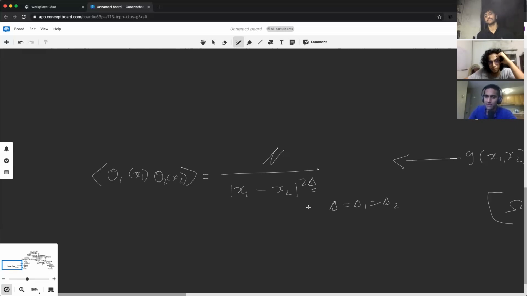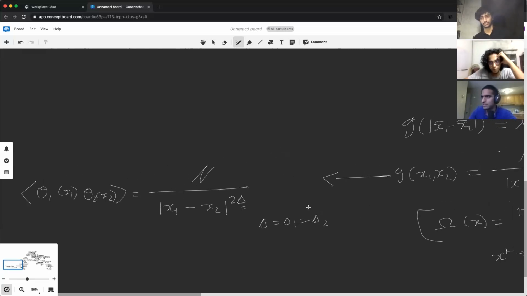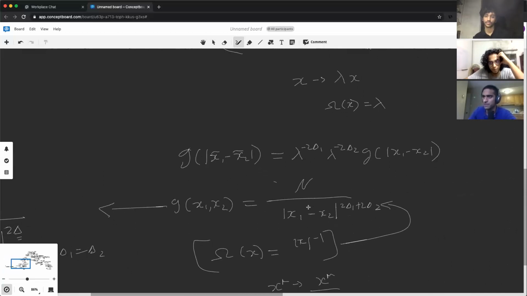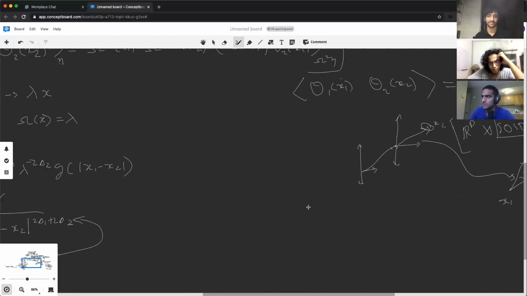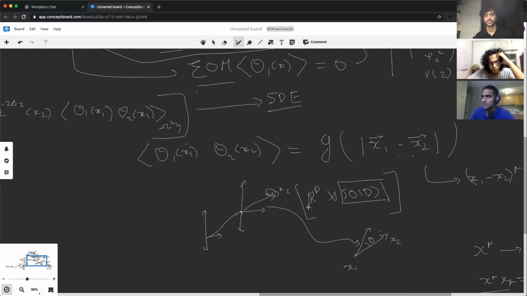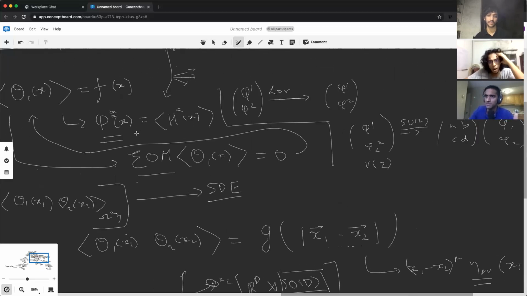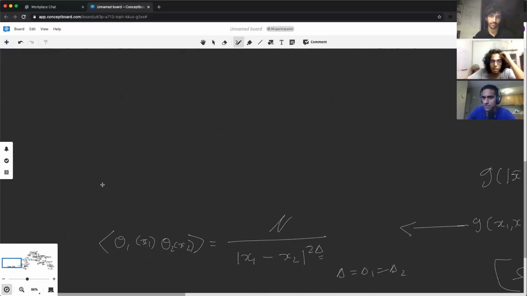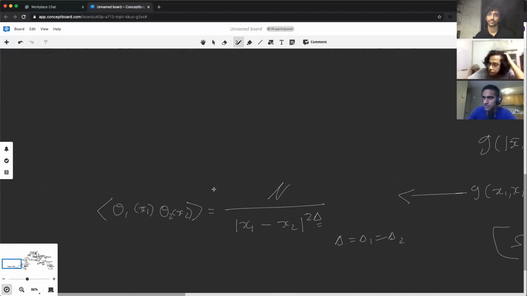All you've done is use symmetry to determine the form of the function, not just that there is some function. Before, you could say we just know that we have some function, and then if you're lucky, you can use some other quantum field theoretic identity to determine that function. But here you can just write the answer down. So this is why conformal symmetry is very powerful.